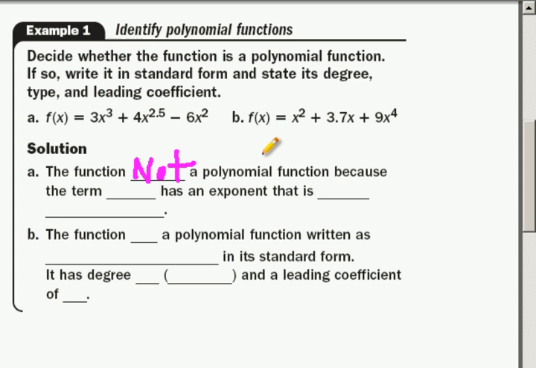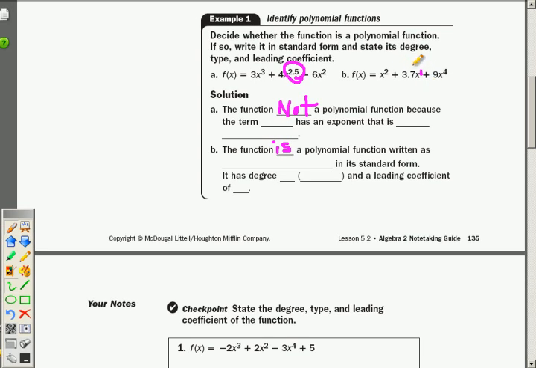So not is perfect. You'll notice that it's not because this is not a whole number. It had to be a whole number. And in B, this is a polynomial function. It's everything I could want. I have whole numbers, and this is a 1 right here, right? Whole numbers for exponents and real numbers for my coefficients. So it is a polynomial function.